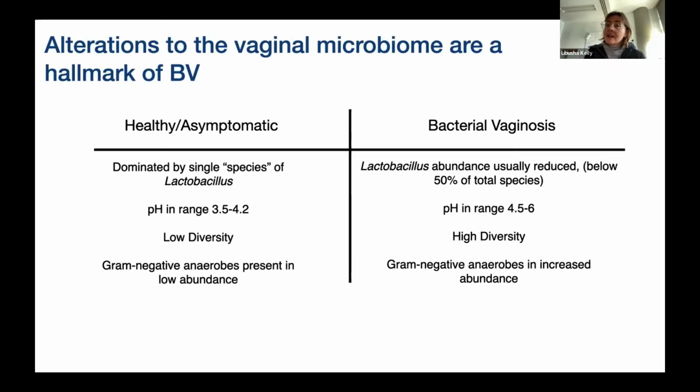It told us that alterations to the vaginal microbiome are a hallmark of bacterial vaginosis. In healthy or asymptomatic women, the vaginal microbiome tends to be dominated, but not always, by a single species of lactobacillus. It has an acidic pH, there is low microbial diversity, and gram-negative anaerobes are present in low abundance. In contrast, everything in bacterial vaginosis is flipped. Lactobacillus abundance is usually reduced, the pH is higher, there is a higher microbial diversity, and you have a lot more of these gram-negative anaerobes.